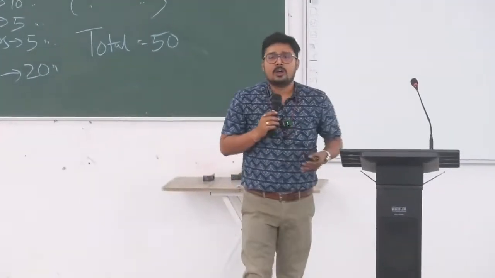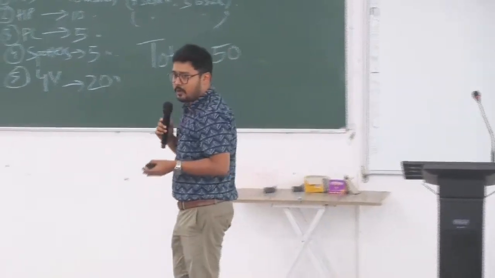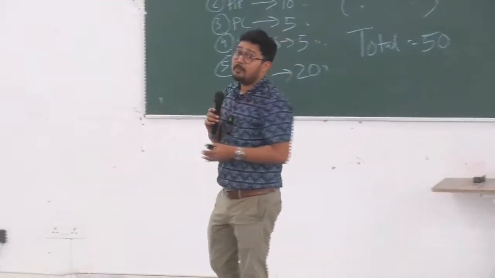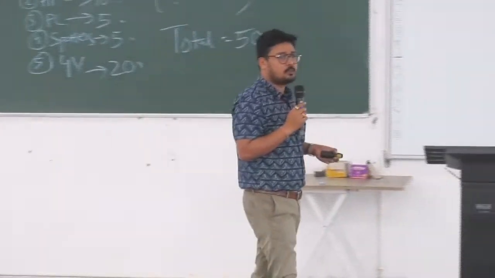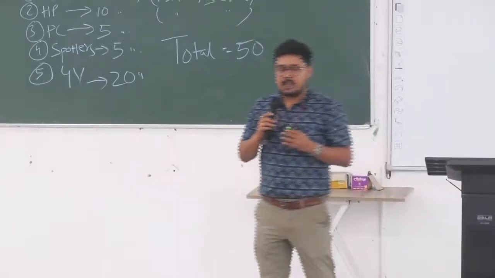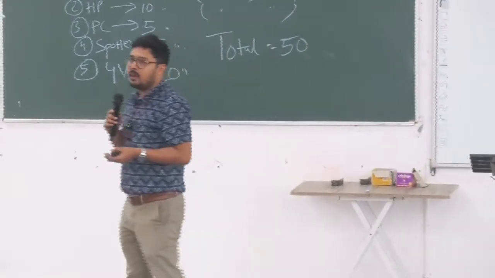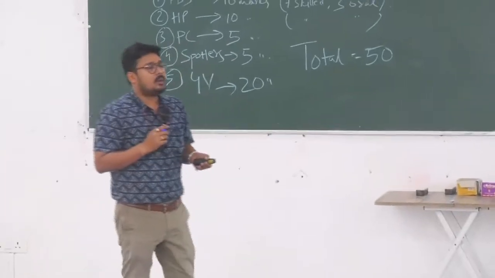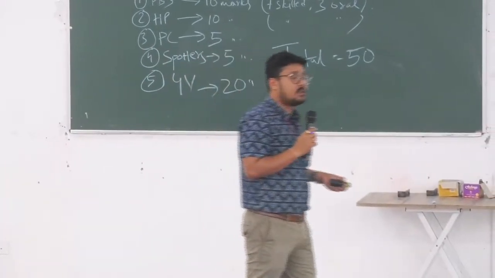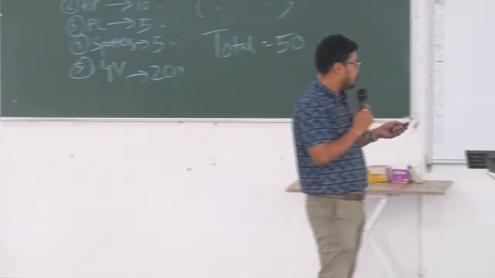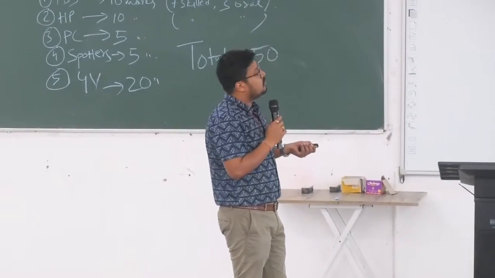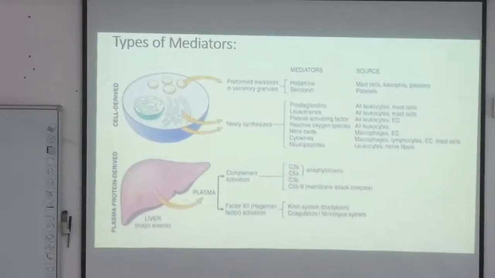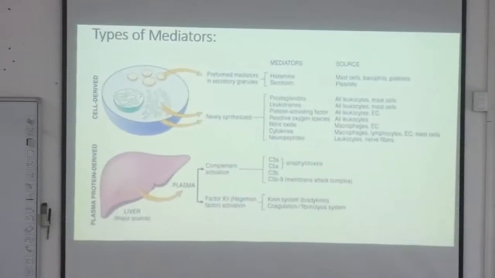So you know, our liver is the metabolic factory of our body, and the liver is the chief organ to produce plasma proteins: albumin, globulin, kinin, the proteins of the coagulation systems. So the liver is the major source of two plasma-derived mediators, the complement and kinin systems.